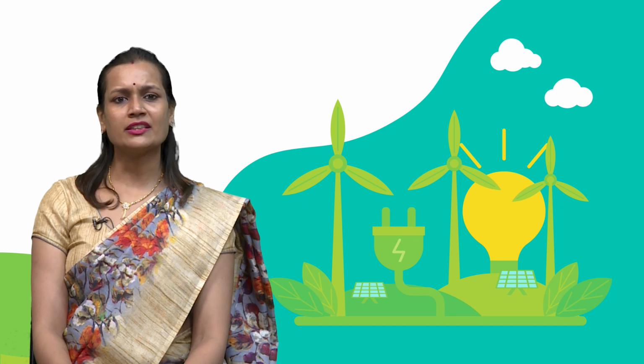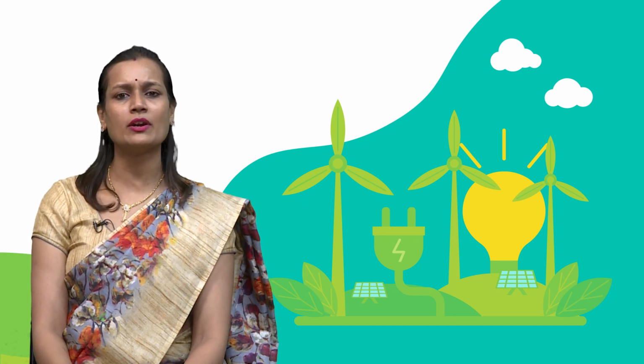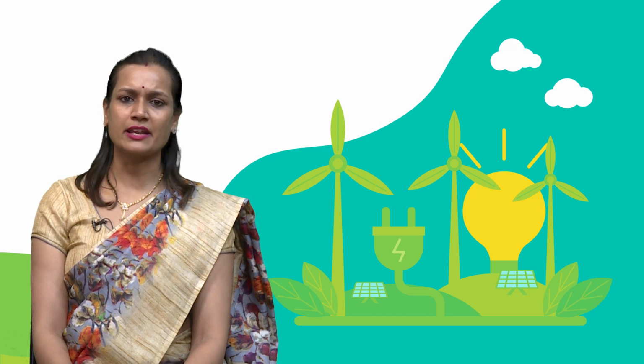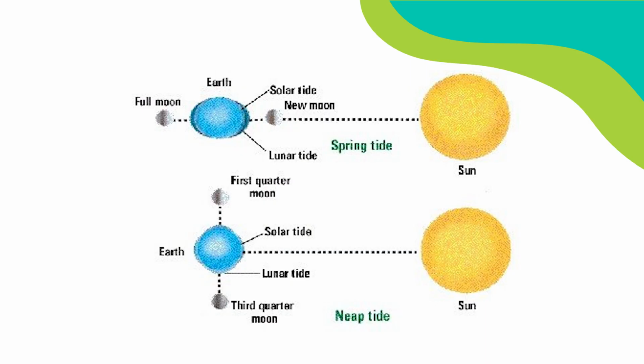Spring tides have nothing to do with the season spring. The term spring is derived from the Old English word springen, which means to rise or to leap up, signifying the rise of the tide. Spring tides are characterized by a greater tidal range, making the difference between the high and low tide more pronounced.